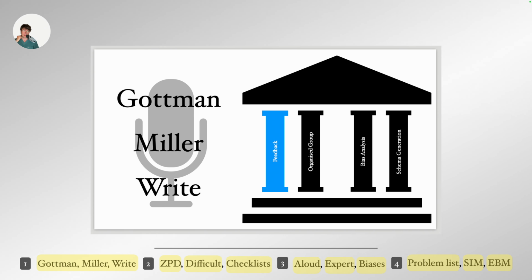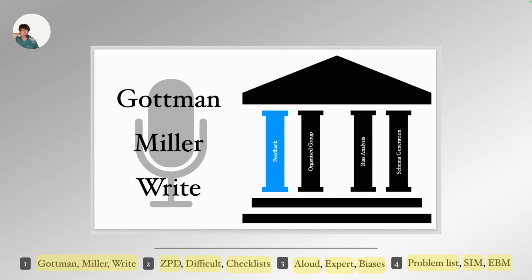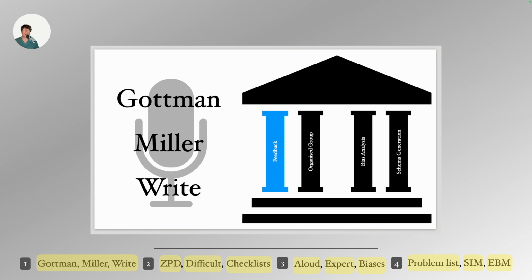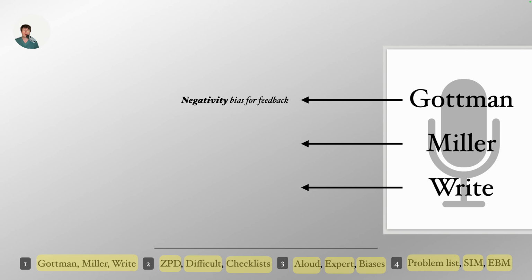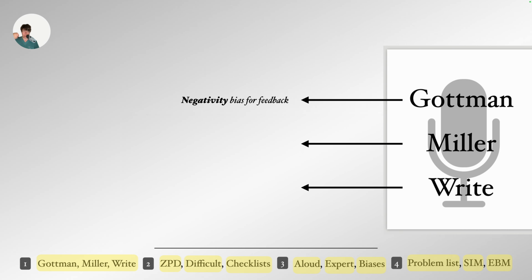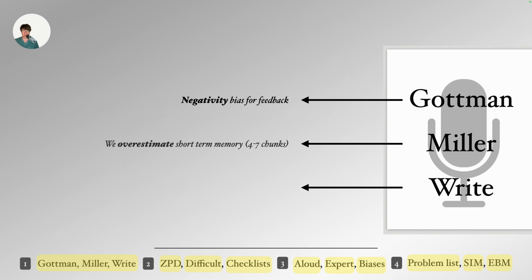And then the final thing now, because we've addressed all of the pillars apart from pillar 1, which is about feedback, is Gottman, Miller, and writing. So just to refresh you of that, so you don't have to watch the other video again, Gottman talks about how there's negativity bias for feedback.